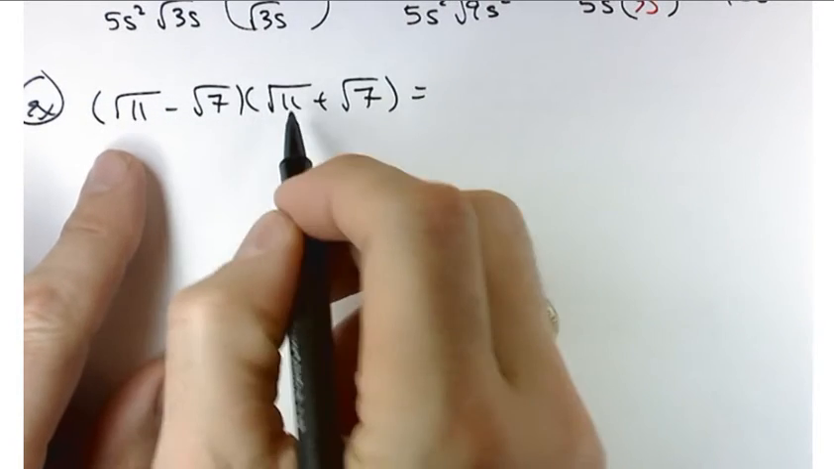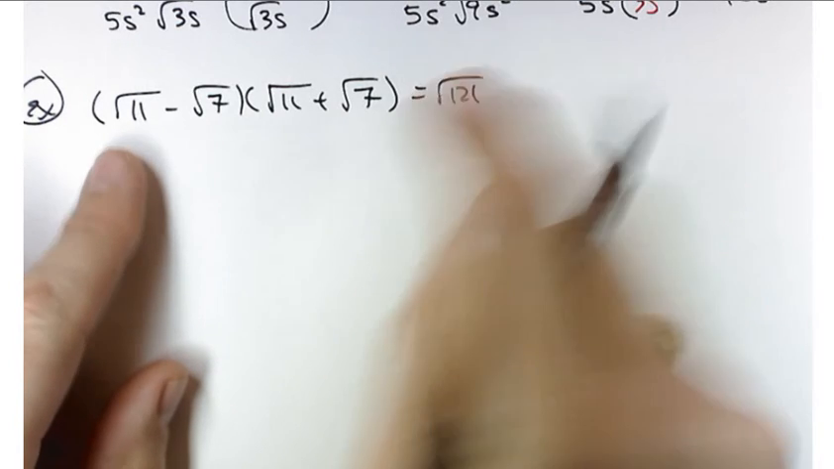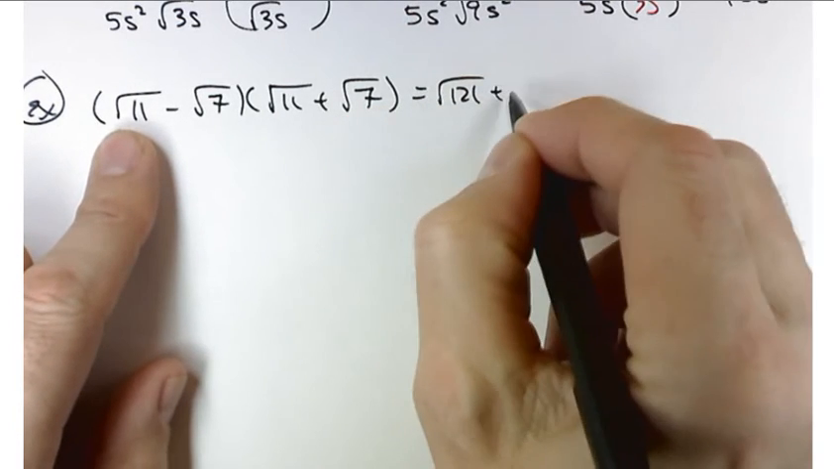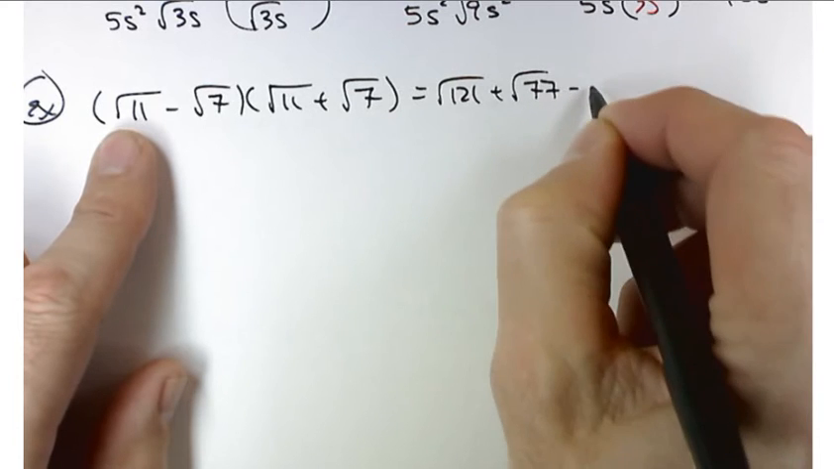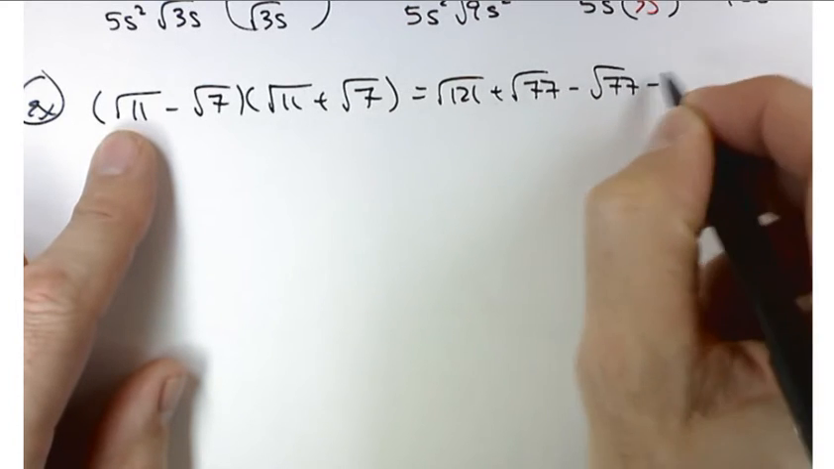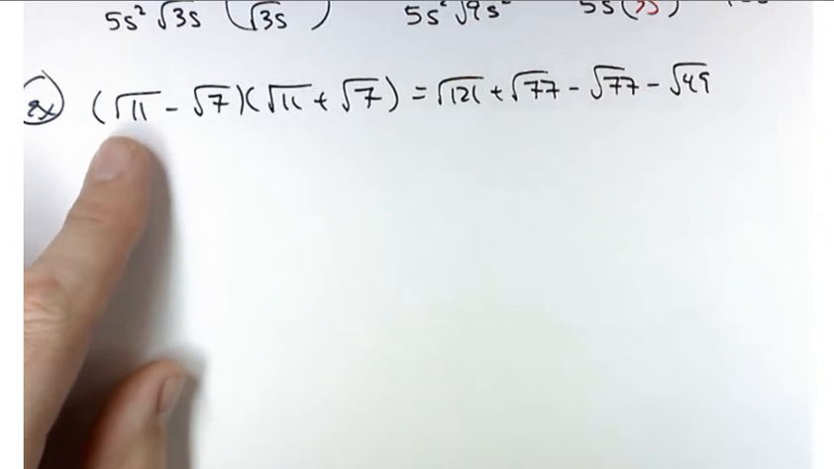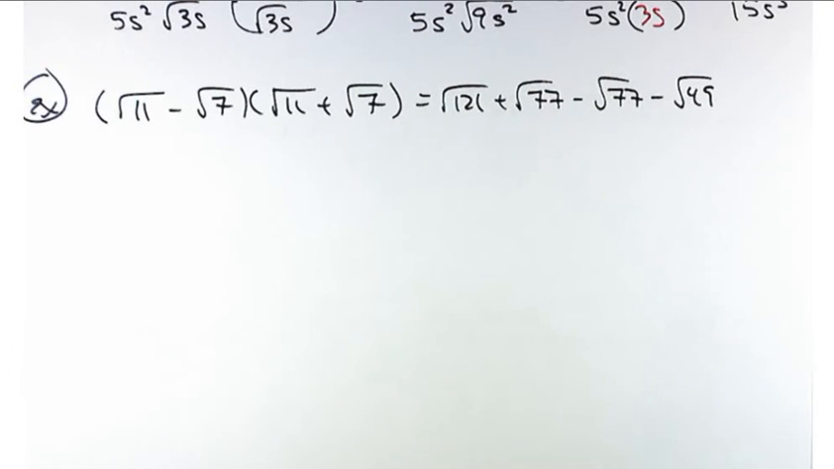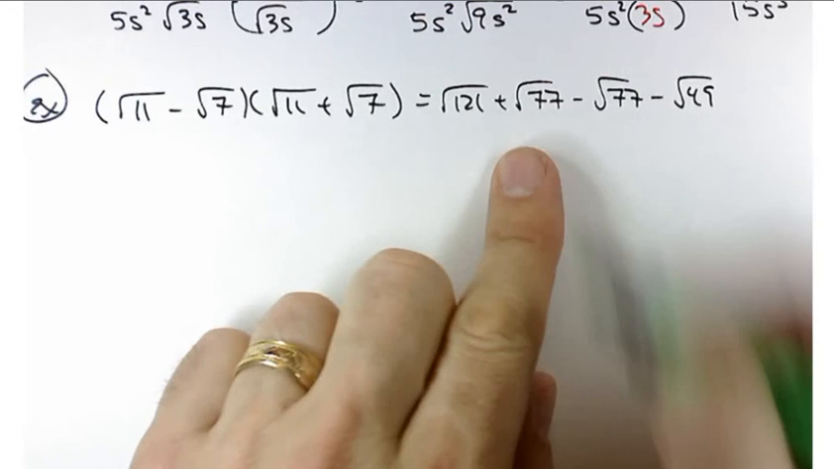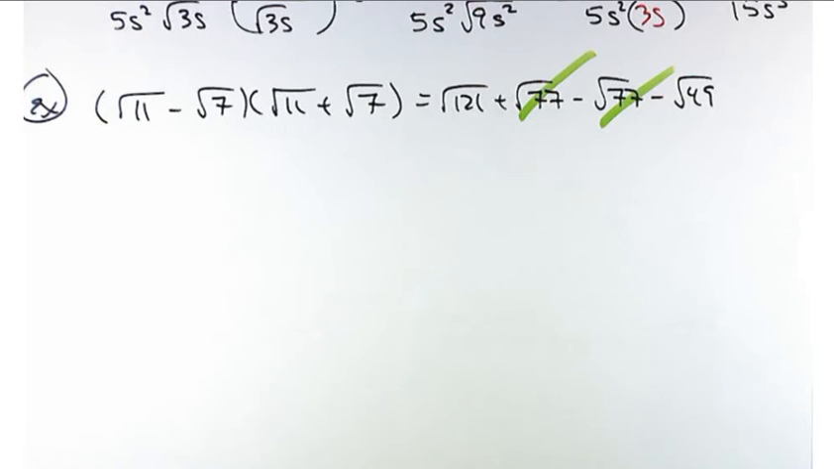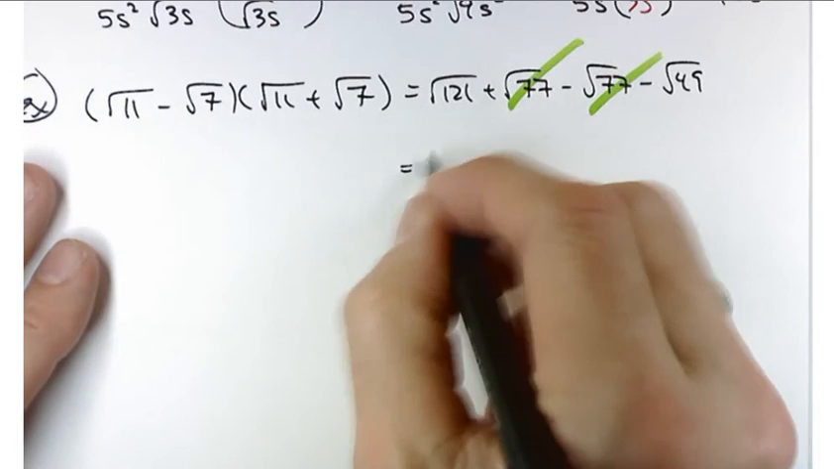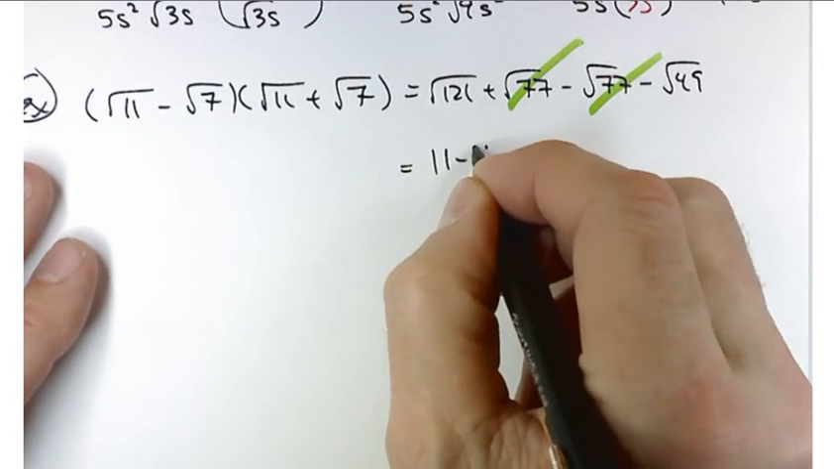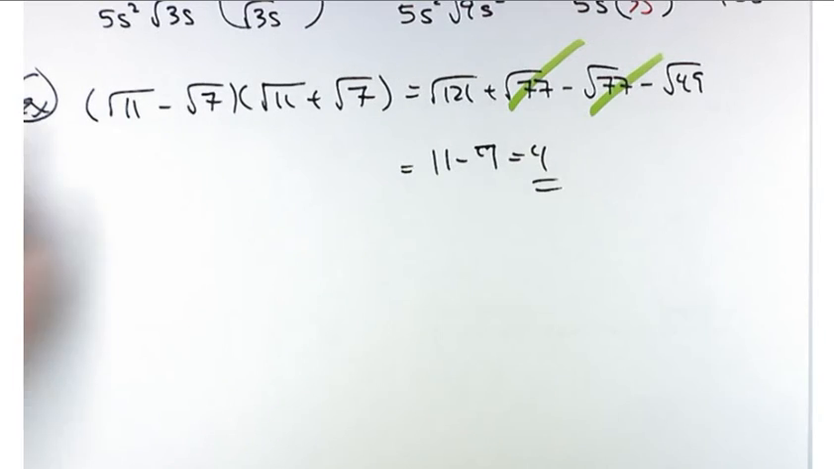Square root of 11 times square root of 11 is the square root of 121. Plus the square root of 77 minus the square root of 77 minus the square root of 49. So the important part to see is what happens when you simplify the middle terms. They cancel each other out. You're left with 11 minus 7, which is 4. Yay. Simplified pretty nicely, didn't it?